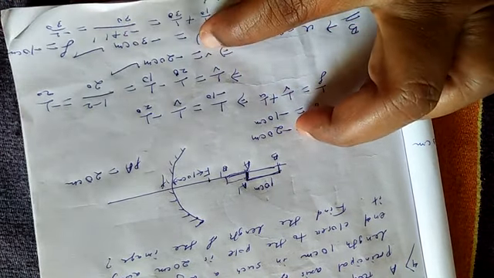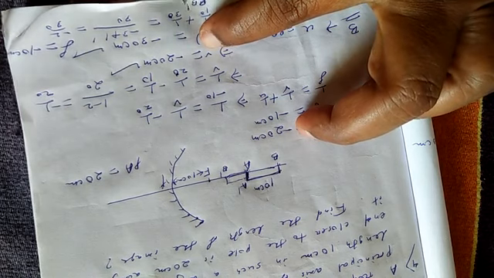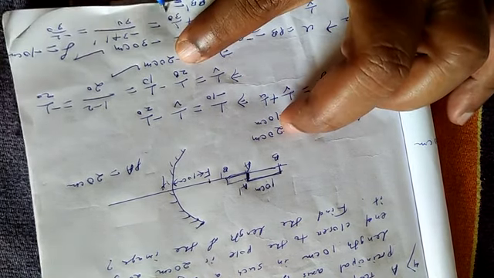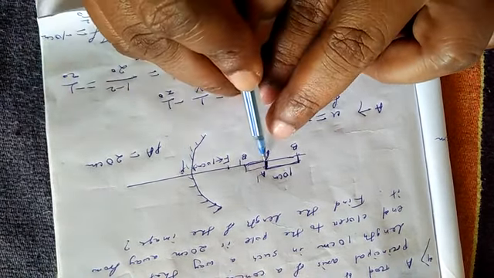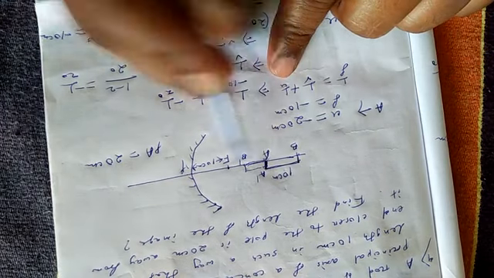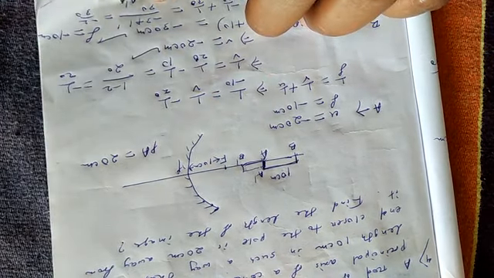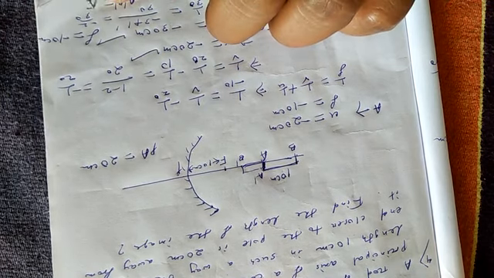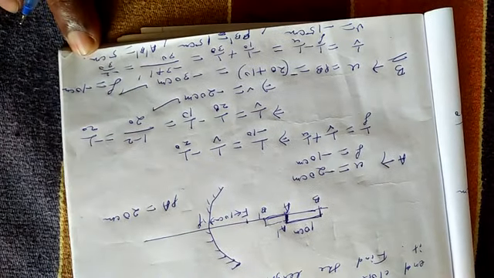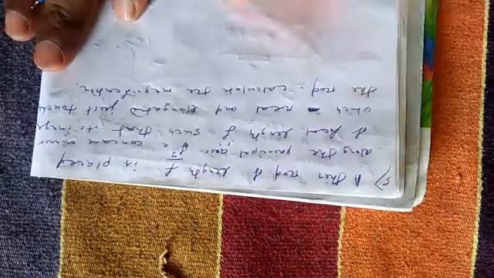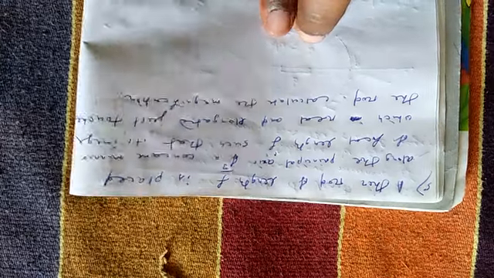PB dash is equal to 15 centimeter and PA dash is equal to 20 centimeter. So what is A dash B dash? A dash B dash will be 20 minus 15 is equal to 5 centimeter. So the length of the image will be 5 centimeter. Next question.